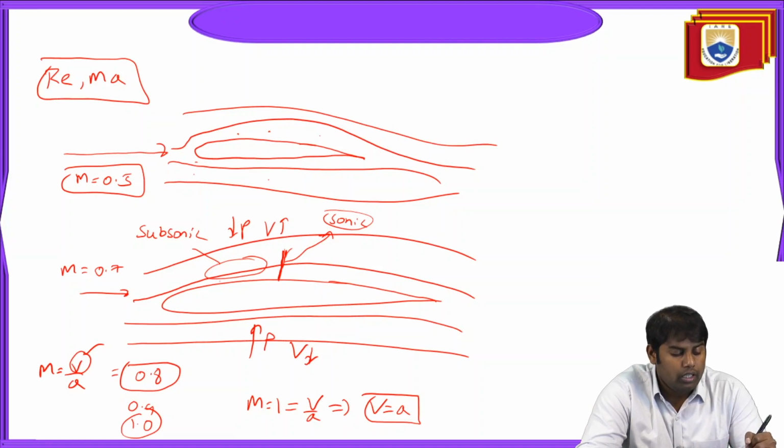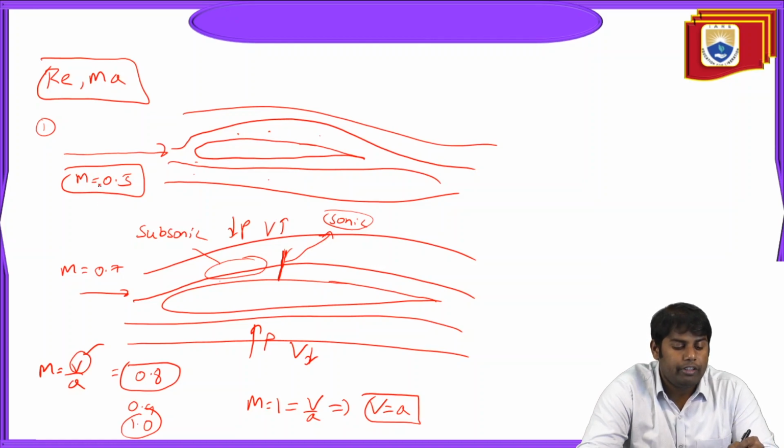Why? Because when you are increasing the Mach number, let's say here we have taken the first instant, Mach number is equal to 0.5. For Mach number equal to 0.5, what happened? The flow field at every point is subsonic. You take the bottom surface, you take the top surface, everywhere in the flow field the flow is subsonic.